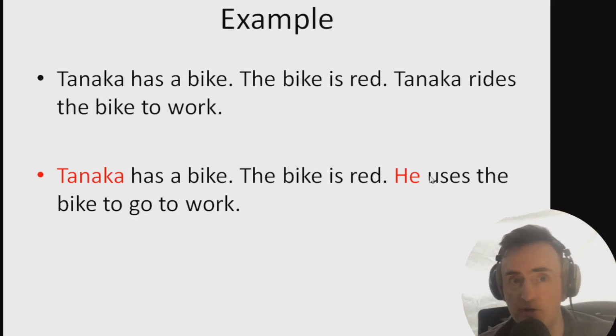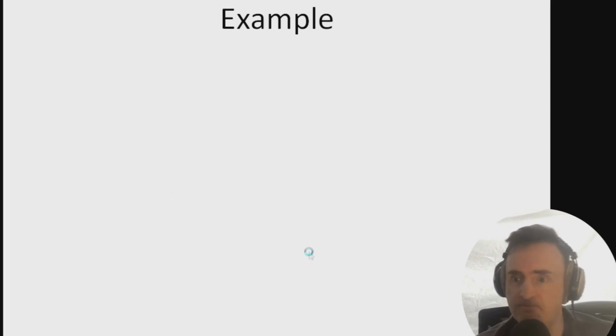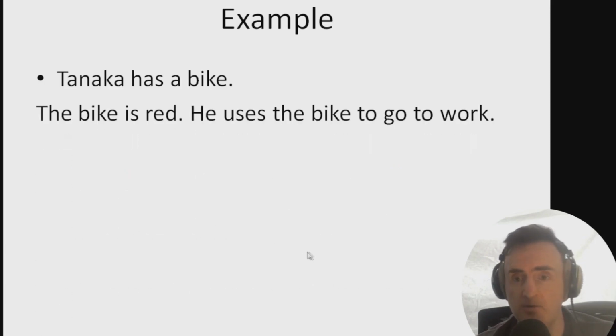So you'll see this all the time, and then we know who we're talking about. Without having to just say Tanaka, Tanaka, Tanaka, we can just say he. Easy. But it can get confusing as you can have more than one pronoun in a sentence. So the sentence before, Tanaka has a bike, the bike is red, he uses the bike to go to work. So we've got, obviously, Tanaka changes to he, but the bike is a noun, and we keep saying bike, bike, bike. We can change that to a pronoun.